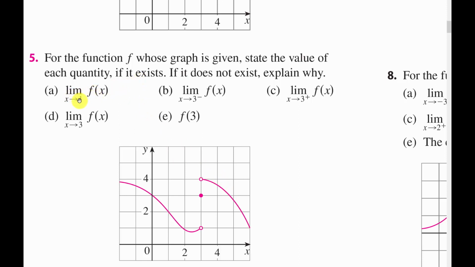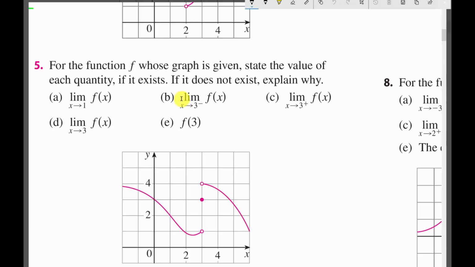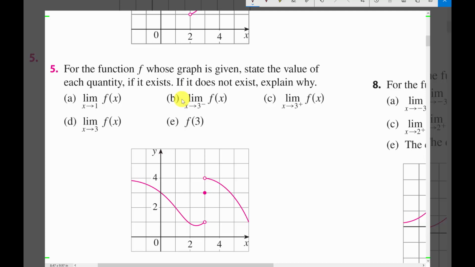So basically, when we write the limit, we write it this way: limit as x approaches 1. Does the limit exist or not? When you see something like this with a minus sign on top, this means x approaches 3 from the left side. Let me explain this.